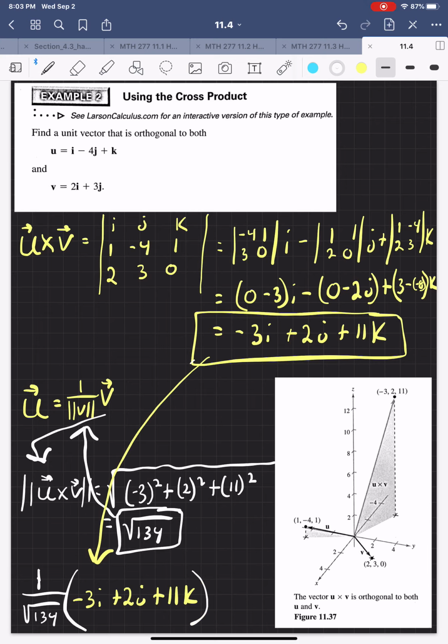Okay, so I'm not going to distribute this for you, but you get the gist. So that would fulfill all the requirements that we needed, which is it's going to have a length of 1, and it's orthogonal to the two vectors that we were given.